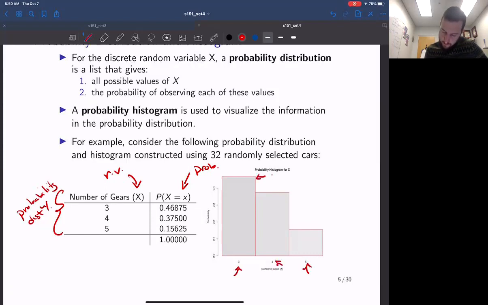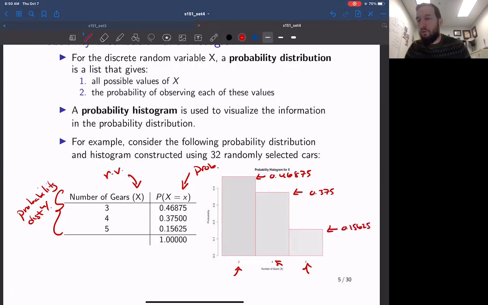This bar is at 0.46875. This bar is at 0.375. And this bar is at 0.15625. Okay, so if we're asked to construct a probability distribution for a random variable, we're basically just being asked for what looks like a relative frequency distribution. And if we're asked to construct a probability histogram, we're basically just building a regular histogram, except that each bar represents one of the outcomes from the distribution.